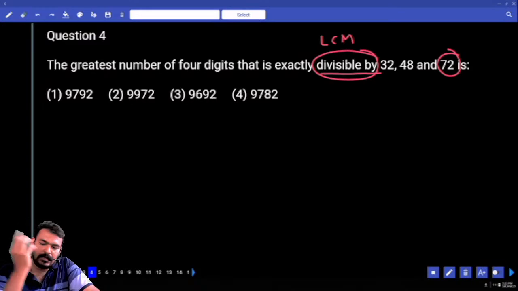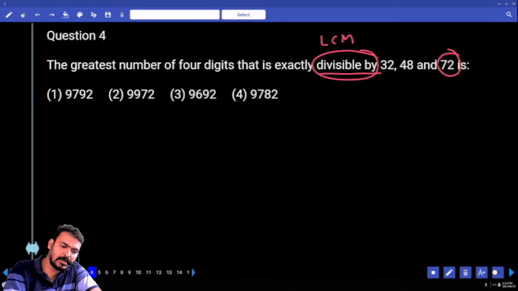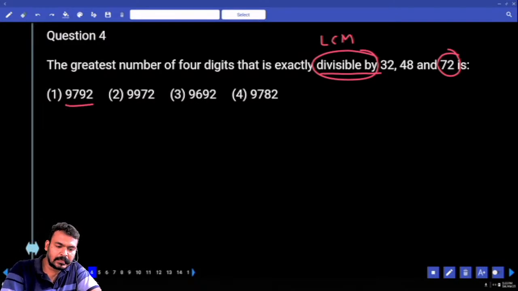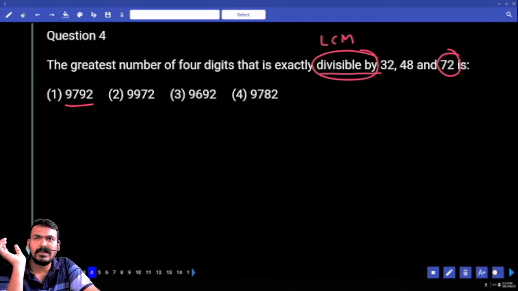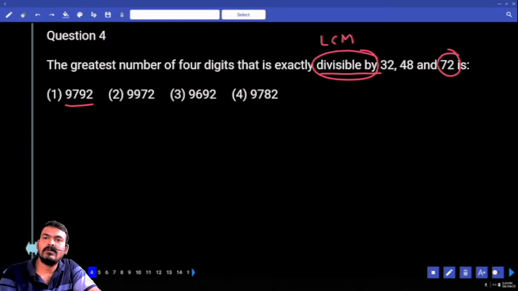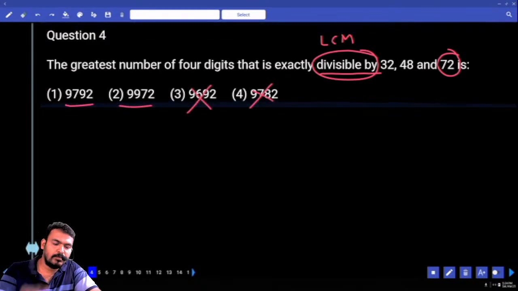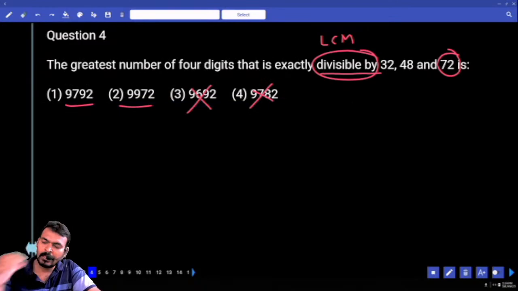Okay. It must be divisible by 8 and 9, which means the total answer is also divisible by 8 and 9. First verify the divisibility of 9. First option, what is the sum of the digits? 9, divisible. Next, 27 means 9 multiple. Second option, 9 multiple. Next, third option, no. Fourth option, no. How many possibilities? 2 possibilities.